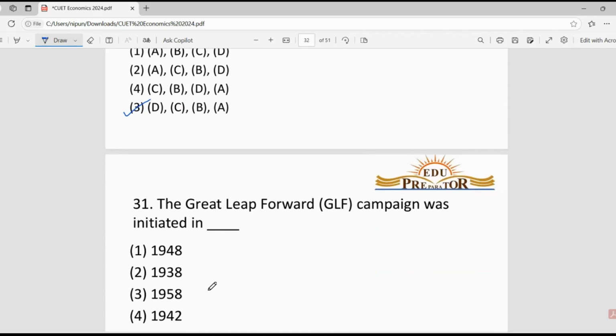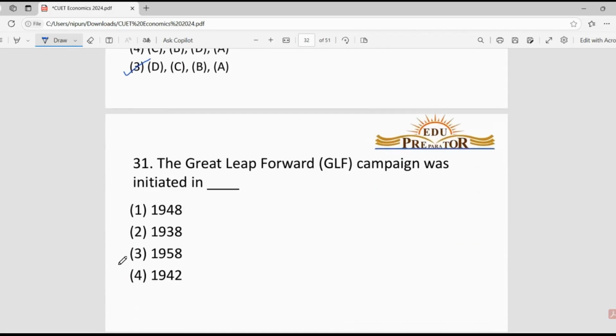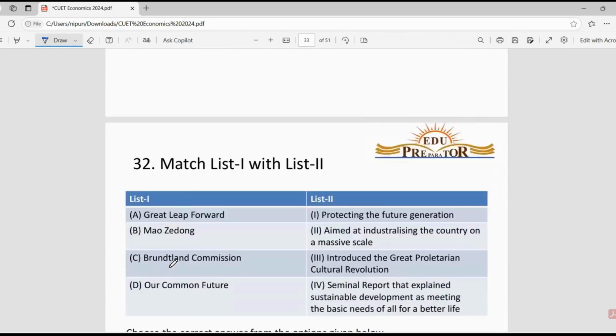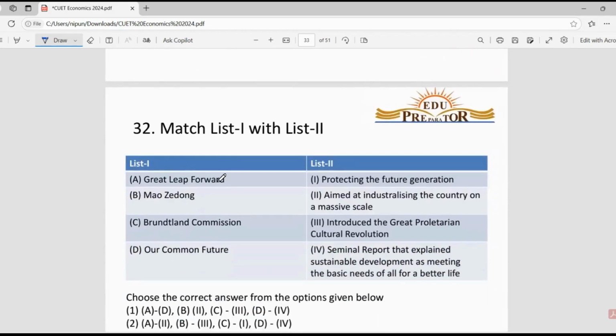Great Leap Forward campaign. This was introduced in China. You know that in the year 1958, under the leadership of Mao Zedong, this was introduced. The basic purpose of Great Leap Forward campaign was to make China an industrialized economy. And under this, the government encouraged the people to establish industries in their backyards, and also commune system was established. So the correct answer is 1958.